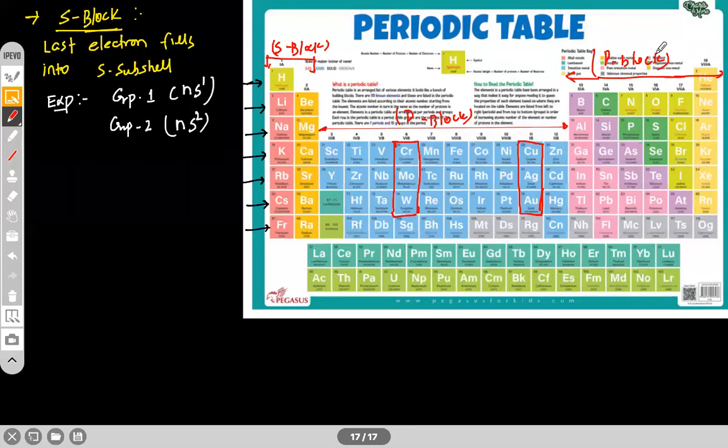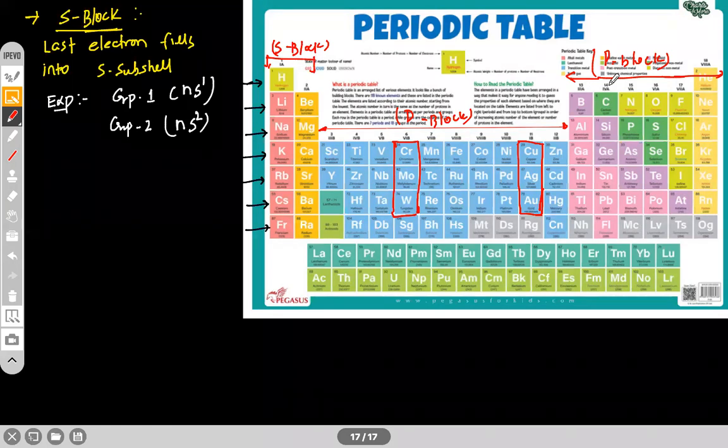Understood this? Correct. So why we have six groups? Why we have six groups? Because we have a P block, and P can have six different configurations.